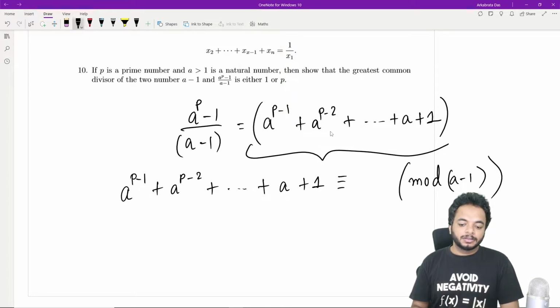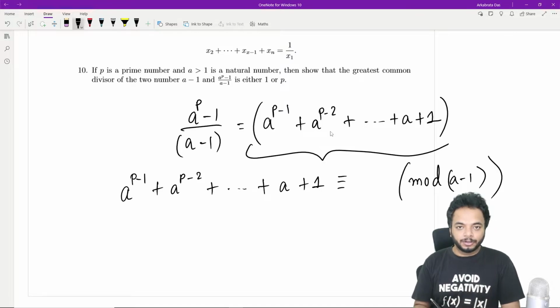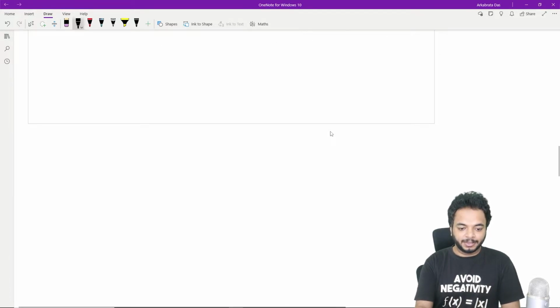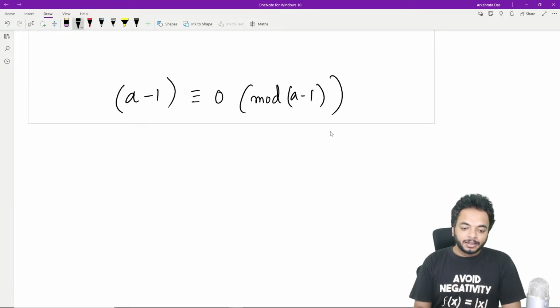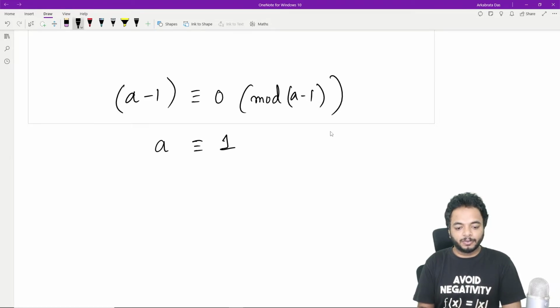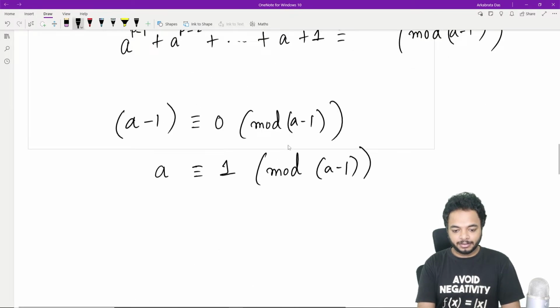Now you are asking how, since I don't know a minus 1, I can take the modulo a minus 1. Let's see the maths behind it. The number a minus 1 is congruent to 0 modulo a minus 1. Now a is greater than 1, so we are safe here. This number divides itself, as simple as that. From there we can say that a is congruent to 1 modulo a minus 1, and so we can use this in our relation here.